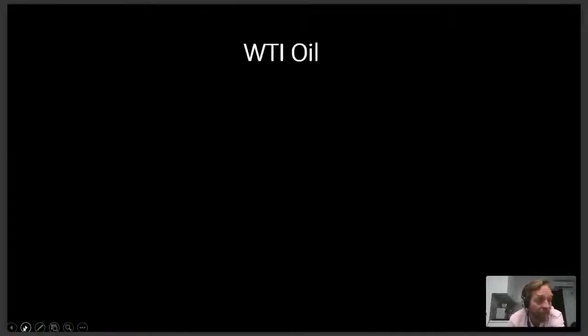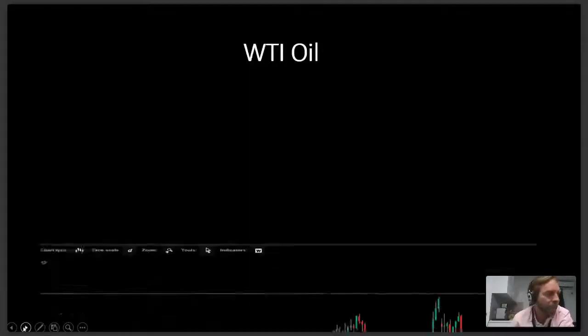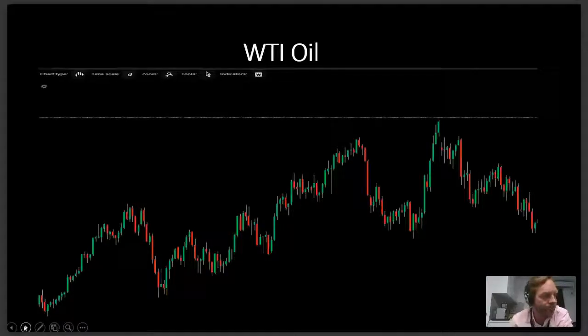Now, another example is even clearer. And this is WTI oil. I was watching this a little time back. Obviously it's gone on a bit of a bull run. So here's WTI oil. Wave 1, nice clear image there.